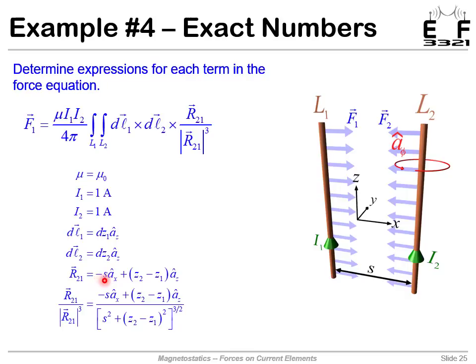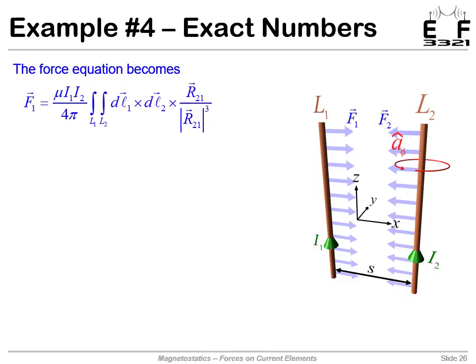In the x direction, they're s apart. And then in the z direction, it's z1 minus z2, just depending where we are in our integral. And then this ratio of R21 over the magnitude R21 squared is this. So here's our equation. We're now going to plug in everything that we know.